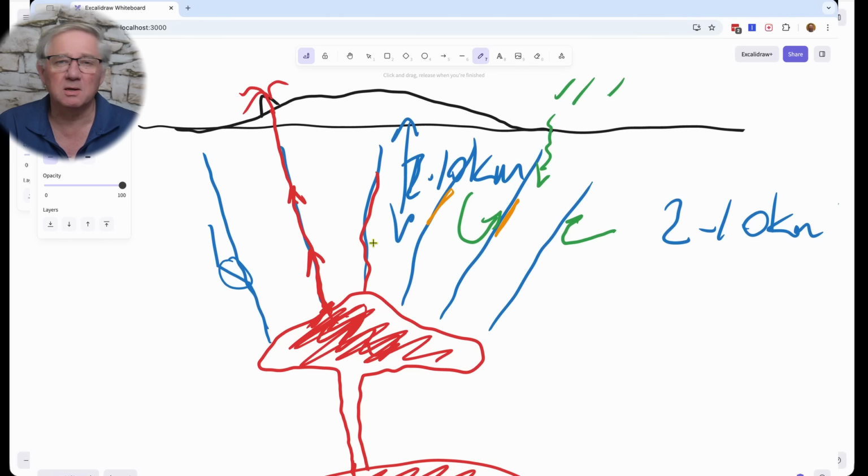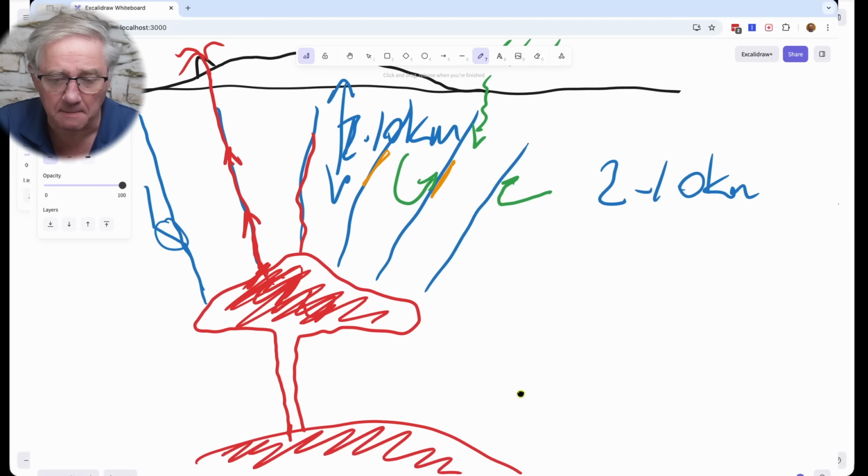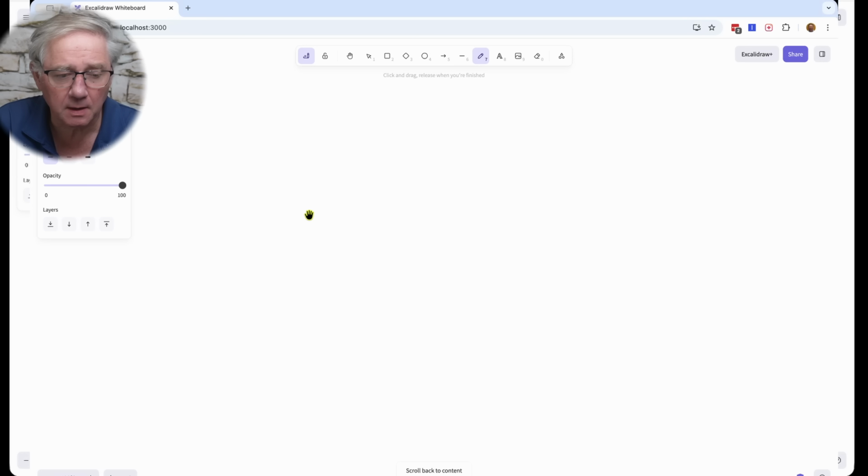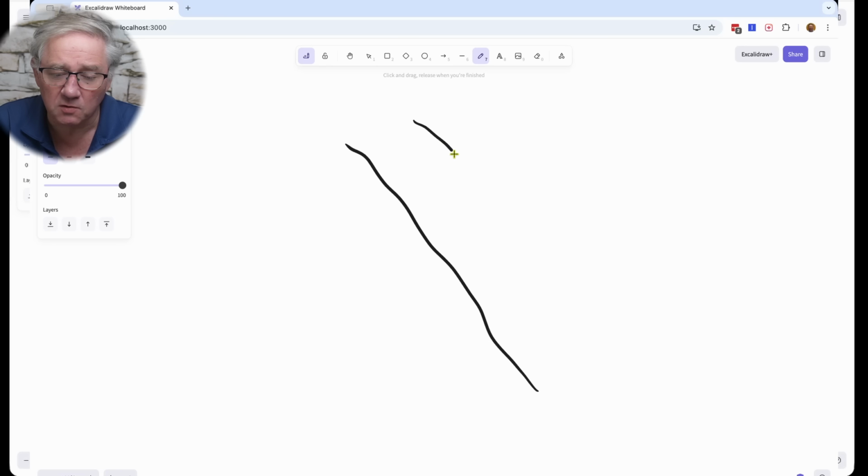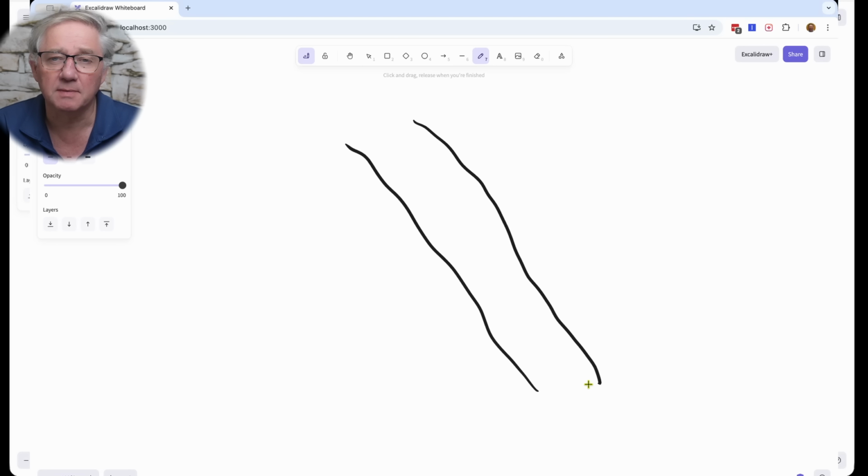I promised you earlier on to be able to tell the difference between mineralized and unmineralized quartz veins. Again, I'm going to move this picture out of the way. So what happens here is, let's say we've had a quartz vein being deposited here. It could be a totally unmineralized quartz vein.